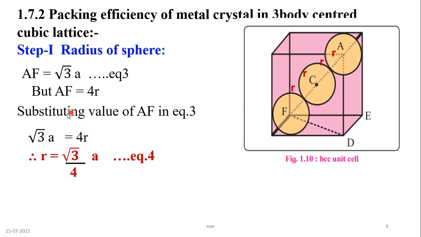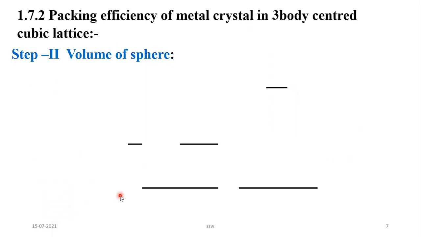And therefore, R is equal to root 3 divided by 4 into A. So root 3 into A divided by 4, that is equal to R. That is the radius of the sphere in body centered cubic structure. Now the second step is what? The volume of the sphere.